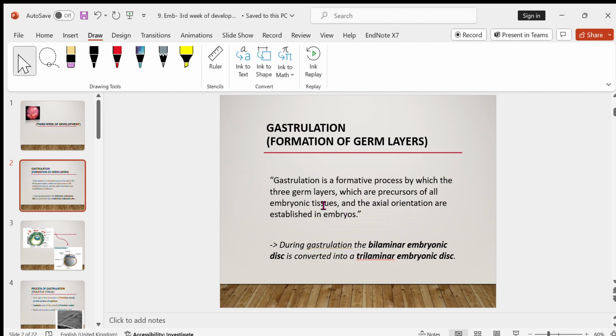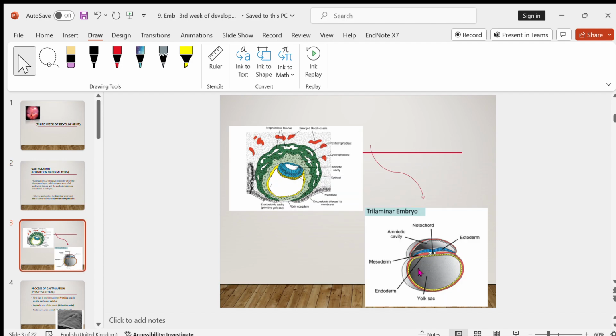In the second week of development, the bilaminar embryonic disc was formed. Bilaminar, the two laminae were the epiblast and the hypoblast. Now, those are being converted into a trilaminar embryonic disc, and this is the process of gastrulation. So, the epiblast and hypoblast will convert into ectoderm, endoderm, and mesoderm in this third week of development.